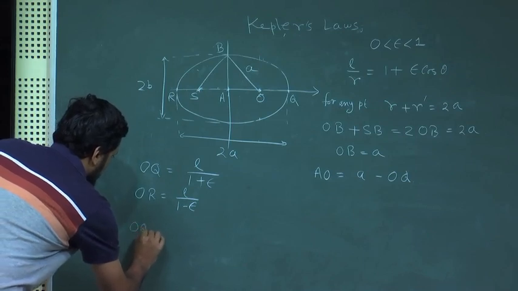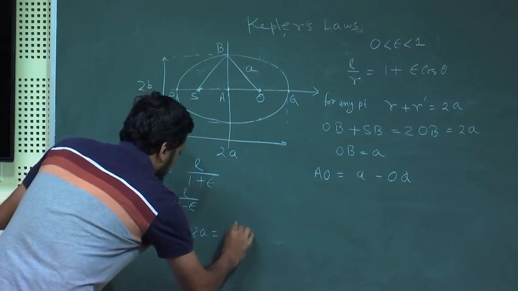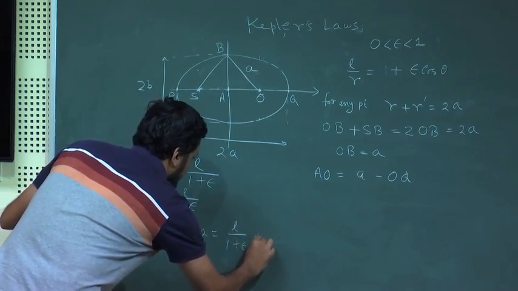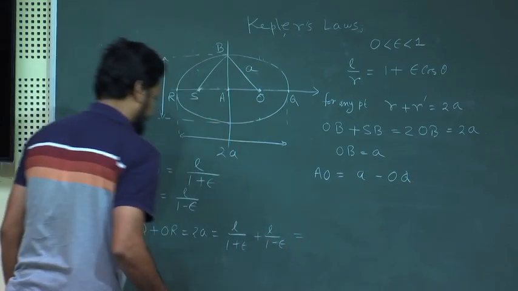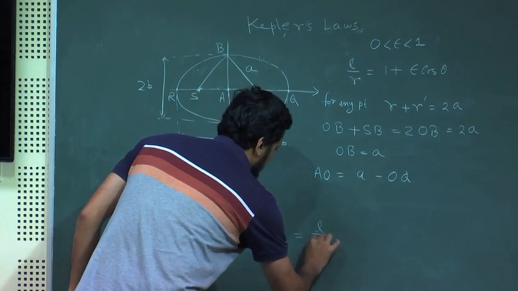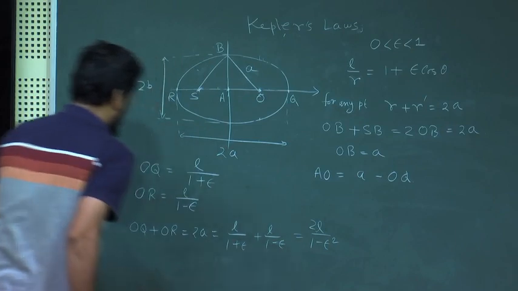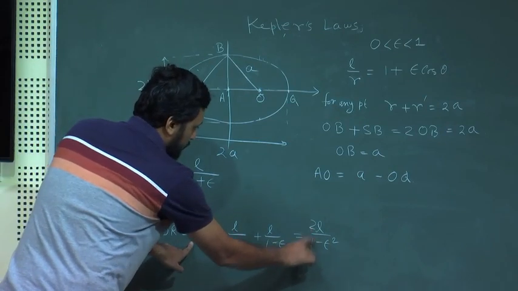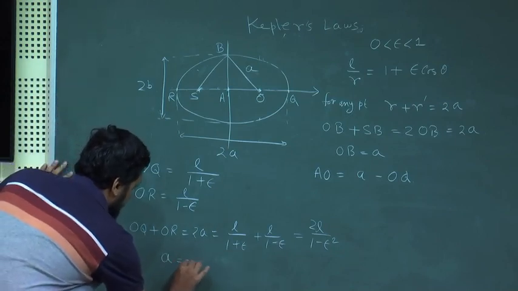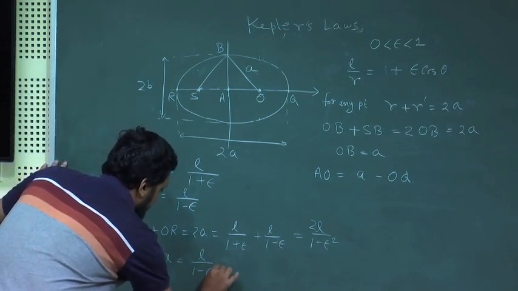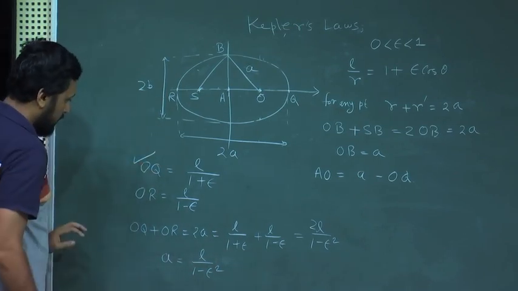So, OQ plus OR is equal to 2A, equal to L by 1 plus epsilon plus L by 1 minus epsilon, which on simplification gives you L by 1 minus epsilon square, or there will be a factor of 2 here. So, 2A is equal to 2L by 1 minus epsilon square. So, immediately we see that A is equal to L by 1 minus epsilon square.